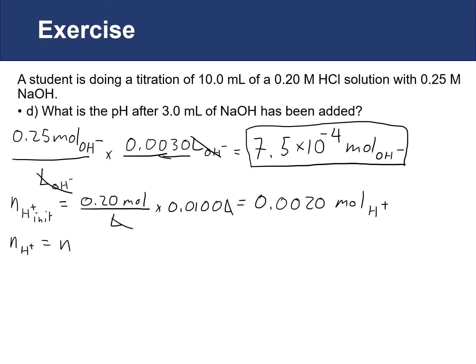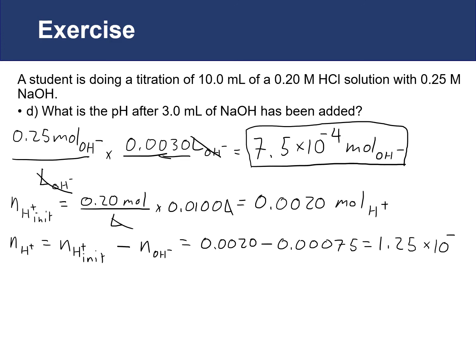Okay, so our number of moles of H plus is going to be equal to the number of moles of H plus that we started out with minus the number of moles of OH minus that we added. So this would be 0.0020 minus 0.00075, which would be equal to 1.25 times 10 to the negative 3rd.